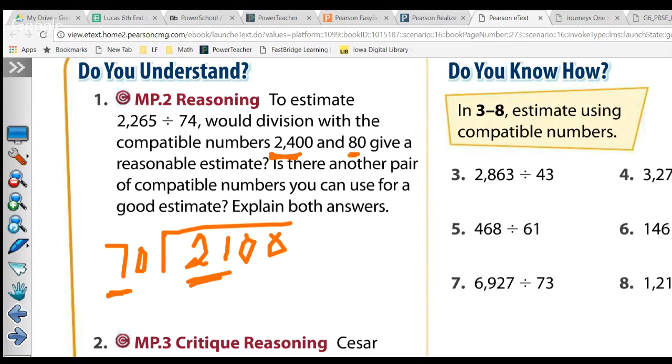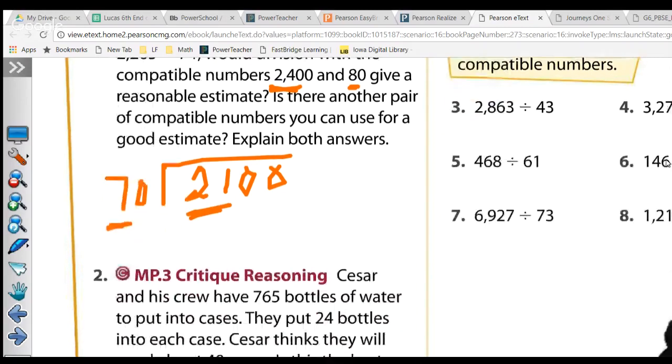So let's take a look at number 2. Caesar and his crew have 765 bottles of water to put into cases. They put 24 bottles into each case. Caesar thinks they will need about 40 cases. Is this the best estimate? Why or why not? I'll give you just a minute to think about that.